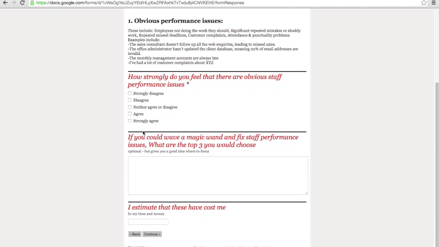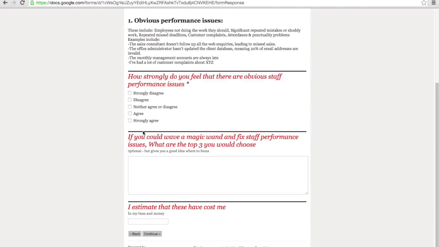So the first section is pretty easy. It's obvious performance issues. So these are the things that are just painfully obvious to you, so they're pretty easy to spot. They include things such as employees not doing the work that they should, significant repeated mistakes or just shoddy work, repeated missed deadlines, customer complaints, and attendance and punctuality problems.